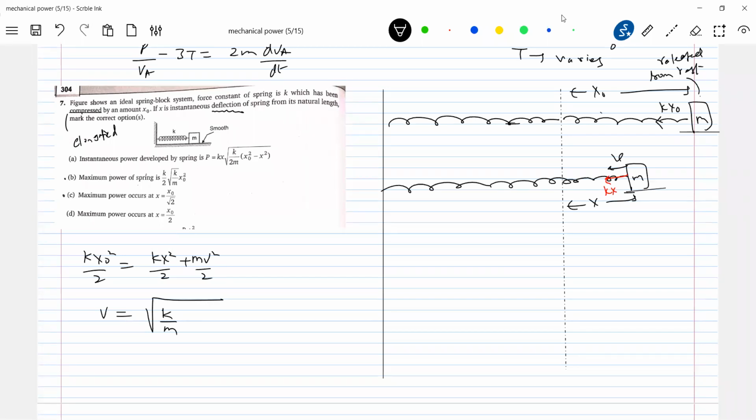No, the instantaneous power developed here. So this should be equal to how much? This is the speed of the block. Then what is the instantaneous power generated by the spring? P equal to spring force into speed. Spring force kx into v. So definitely I think option A will not come into picture.